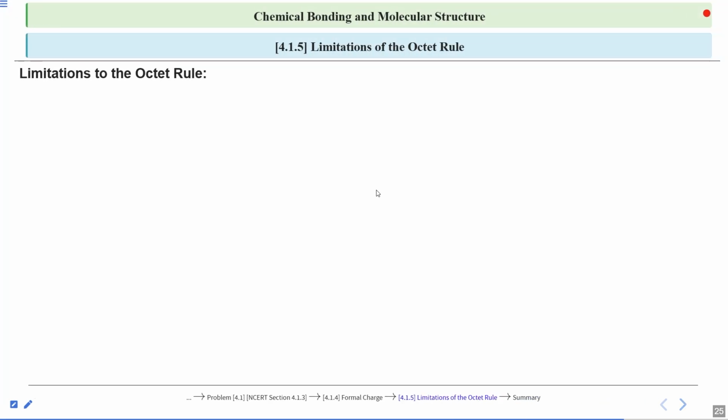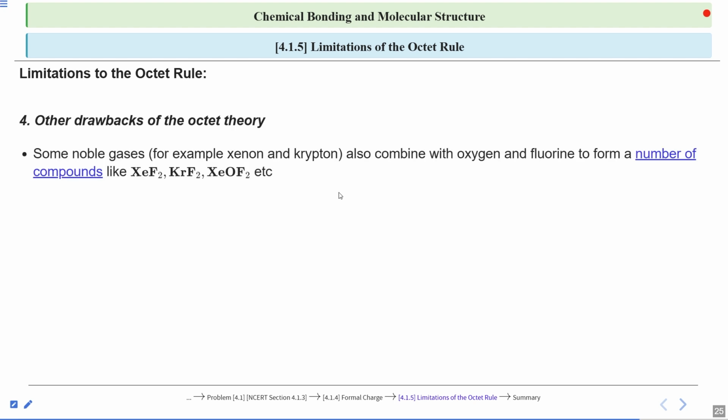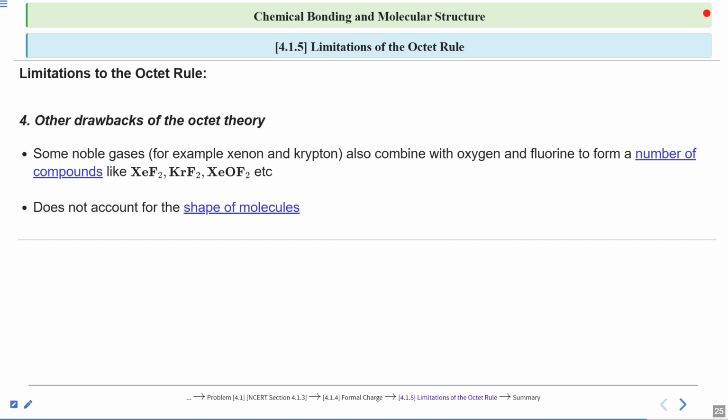So we have seen the limitations. Now let us see some theoretical limitations. The first one is that it is not accounting for the formation of compounds by the xenon. Xenon has a complete octet, but all these noble gases like xenon, krypton, they form compounds. They are also the case of expanded octet. And the last thing is, it is not accounting for the shape of the molecule.